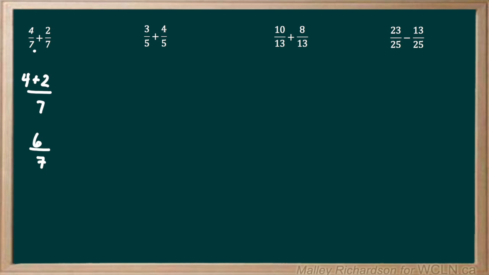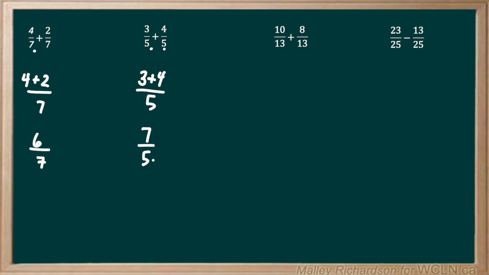Now let's move on to 3 over 5 plus 4 over 5. Again, we can see that they both have the same denominator, so we just have to work with adding the numerator. So we have 3 plus 4 all over 5. 3 plus 4 leaves us with 7, and then we're left with 5 as a denominator. As we can see, this is an improper fraction, so now we have to change it to a mixed number.